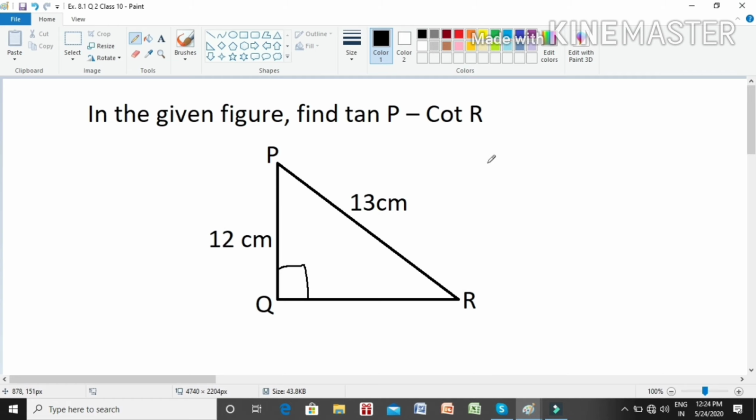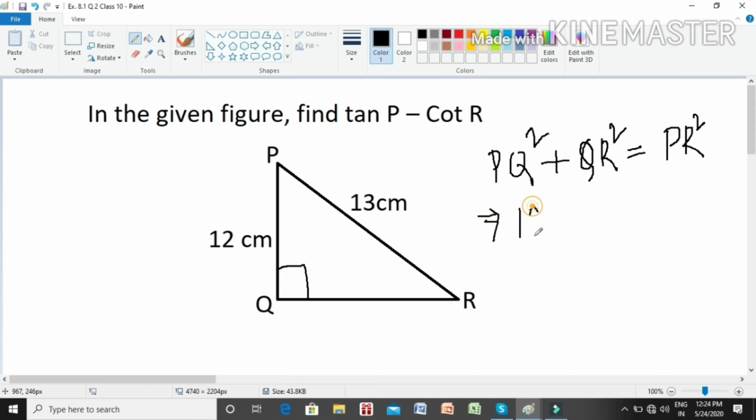Again, we are going to apply Pythagoras theorem. So Pythagoras theorem says PQ square plus QR square will give you PR square. Now, what is PQ? 12. So 12 square. What is QR? I don't know, I need to find out. So QR square. What is PR? PR is 13 square.